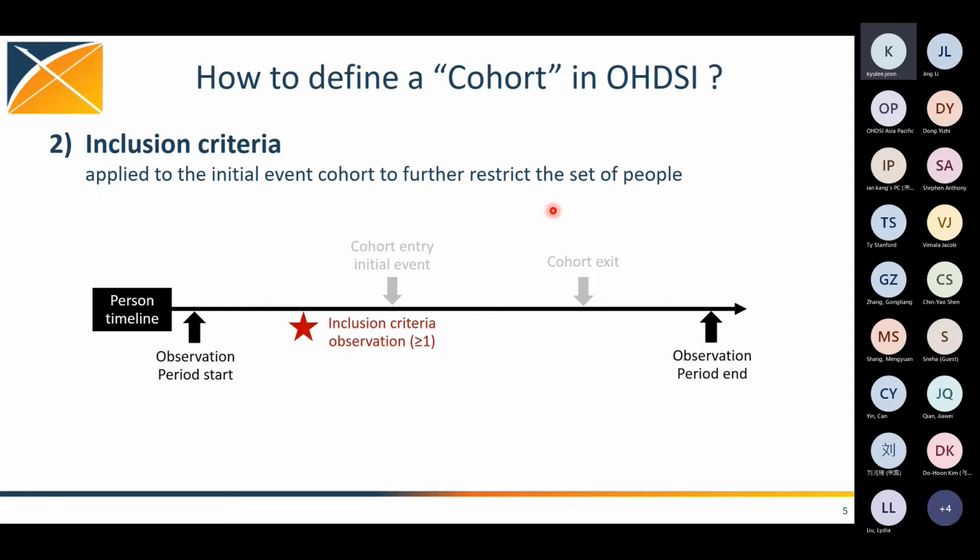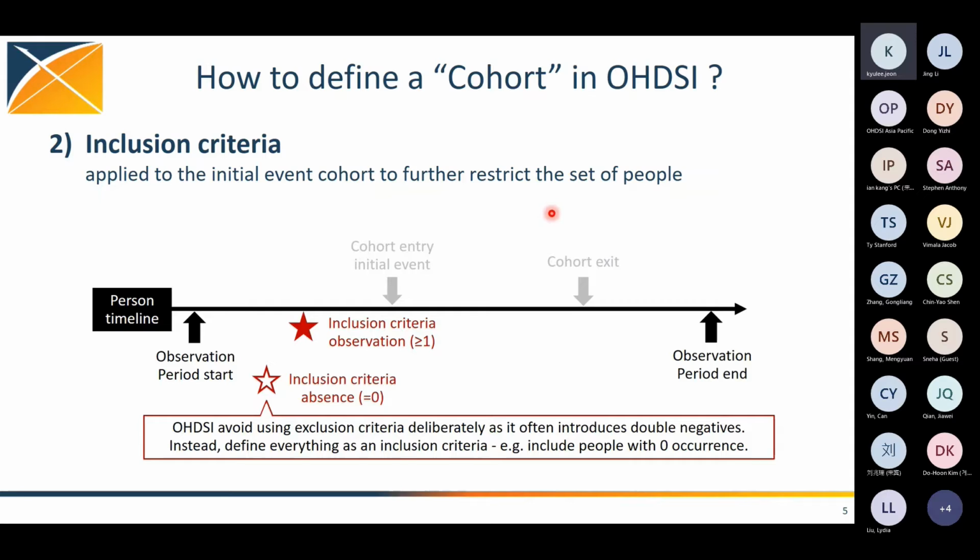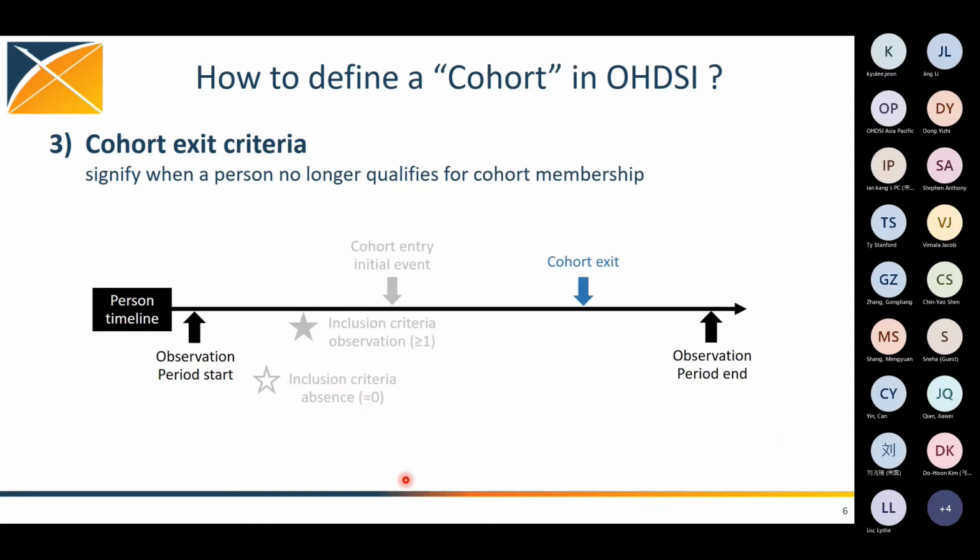Inclusion criteria are applied to the initial event cohort to further restrict the set of people. Each inclusion criterion can be evaluated to determine the impact of the criterion on the attrition of persons from the initial event cohort. In the OHDSI tools, our criteria are formulated as inclusion criteria because using exclusion criteria often introduces double negatives. Instead, any exclusion criterion can be formulated as include people with 0 occurrence. At last, the cohort exit event signifies when a person no longer qualifies for cohort membership.